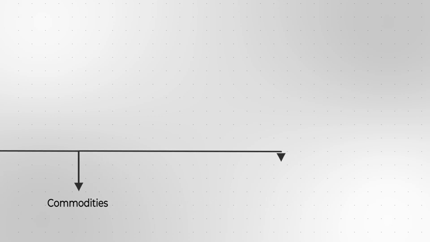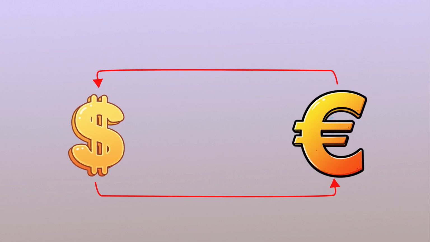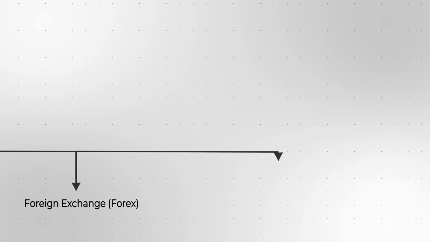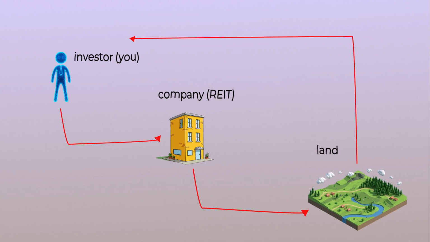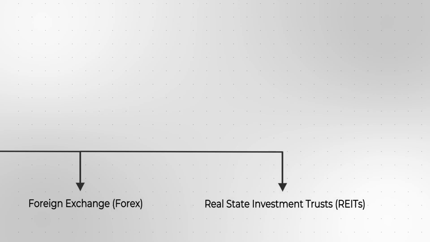4. Foreign exchange. Profit from fluctuations in exchange rates between different currencies. 5. Real estate investment trusts, REITs. Here, you don't own physical land. You invest in companies that own lands and take a share in their profits.